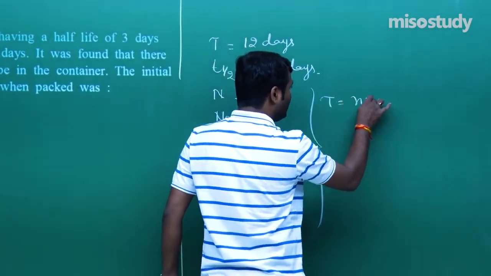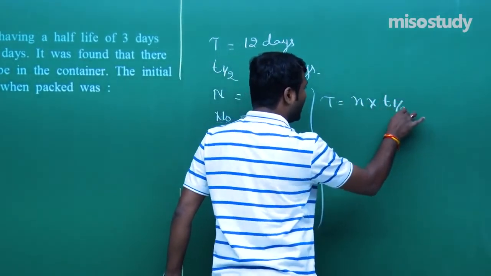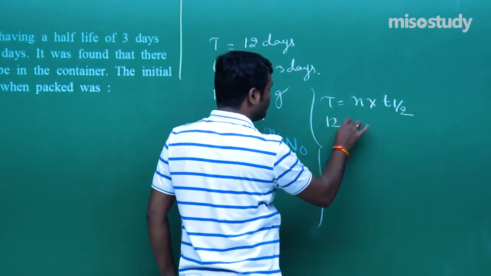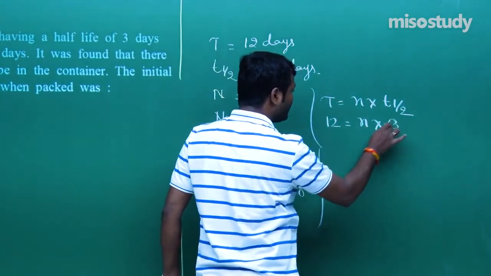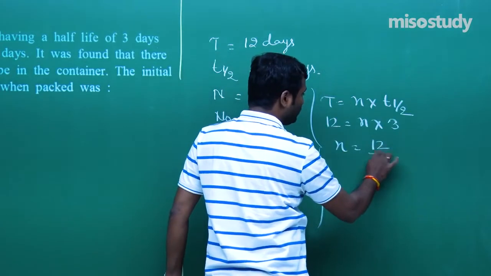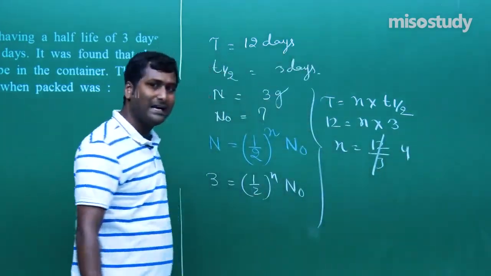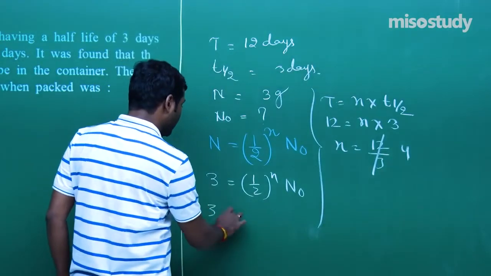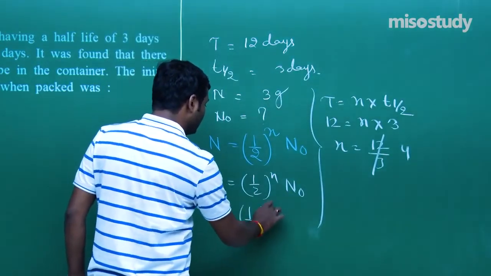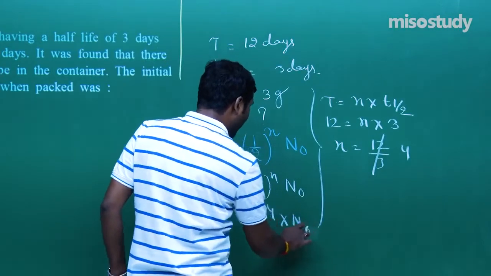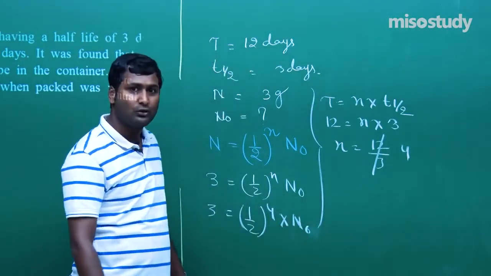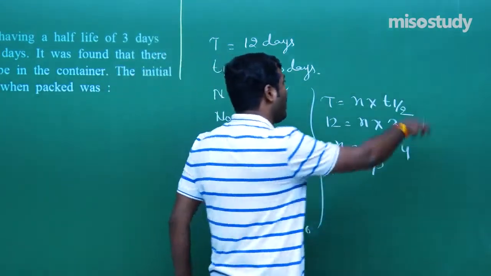This is the question. We people know T is equal to n into T half. What is T? That is 12. n into T half is equal to 3. n is equal to 12 upon 3. That is, friend, 4. So what is n? n is equal to 4. Put here 3 is equal to 1 by 2 to the power 4 into N naught. Now 1 by 2 to the power 4 will be equal to 1 upon 16.